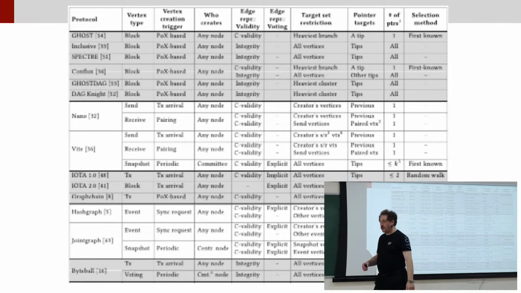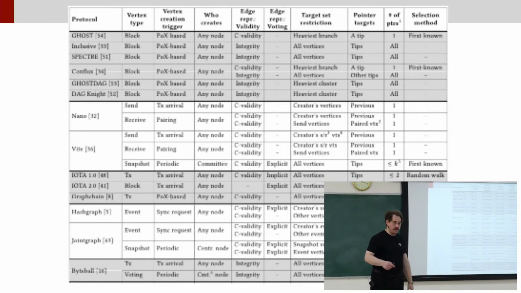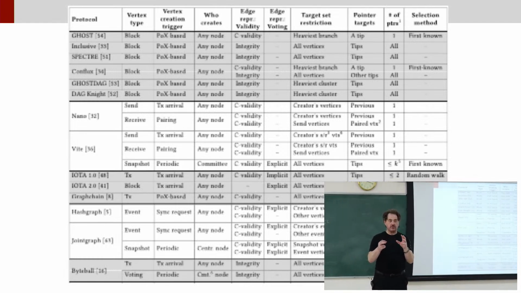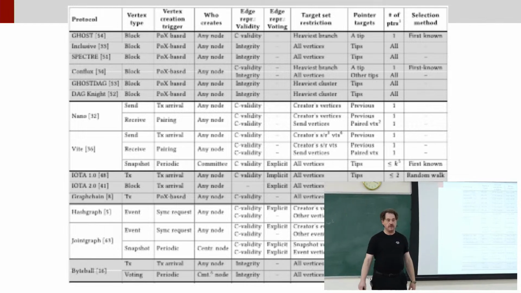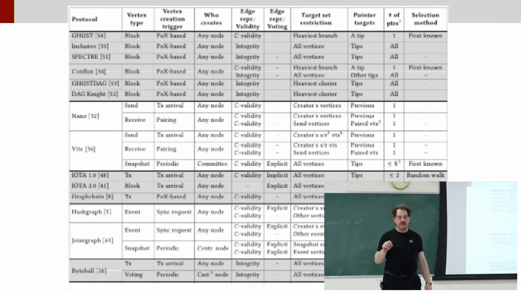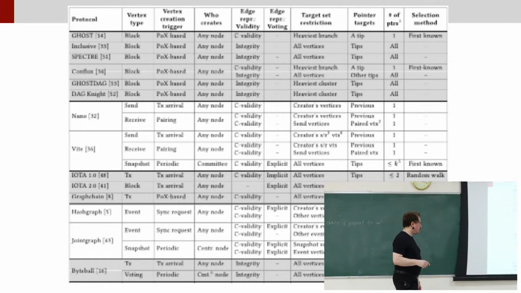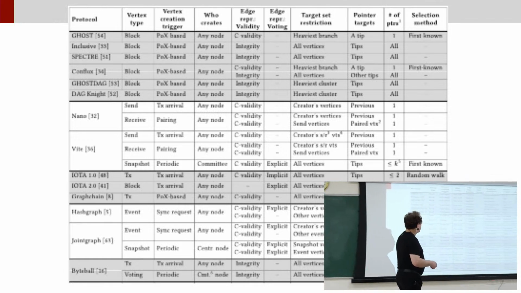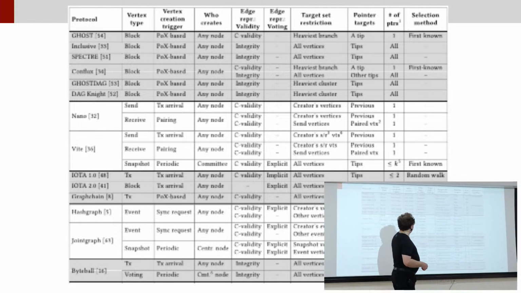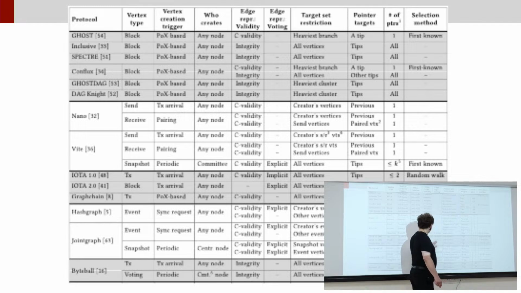Any node means that any node can create a vertex without any coordination with other nodes. A committee means that a committee is selected and committee members need to coordinate creation of vertices with each other. And the committee vertex means that there is a committee, but any member of the committee can autonomously create a vertex without coordinating with other members of the committee. And then you can see that the edge has some validity semantics and some voting semantics, right?